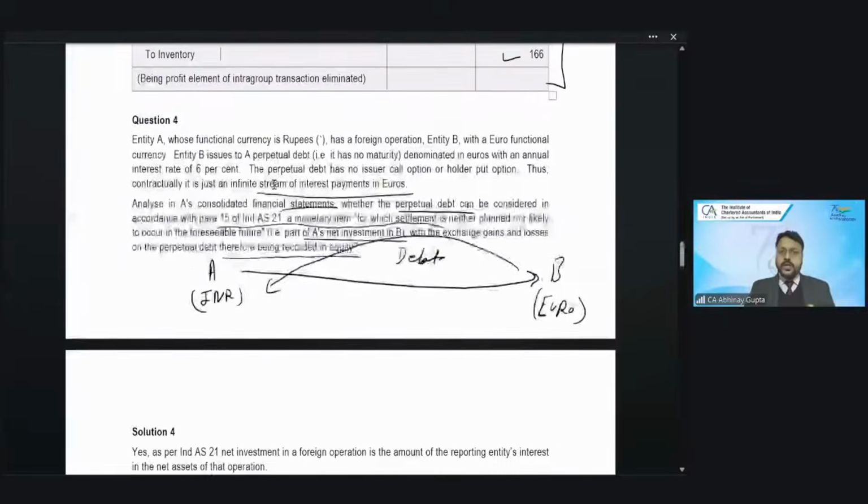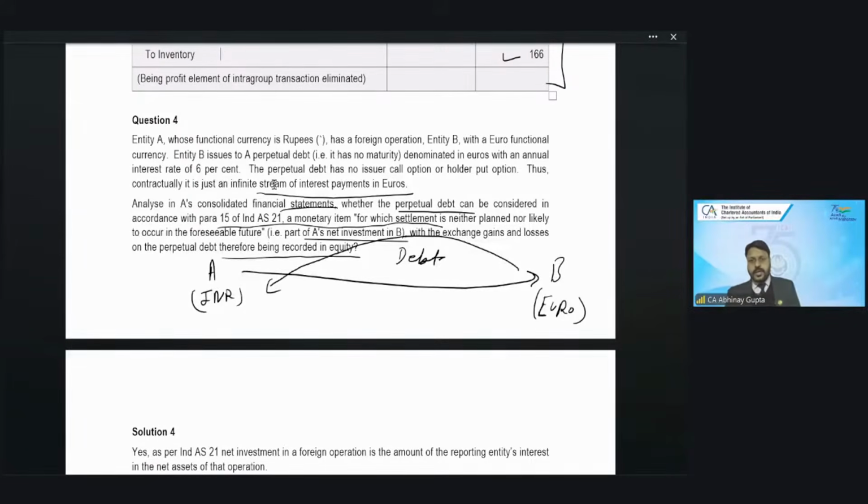Now, in the given case, what is happening? There is a perpetual debt given by B to A, correct? And on which A would be making the interest payments for the infinite period. Debt repayment is happening or not? No, debt repayment is not happening, but interest on debt is being paid on a regular basis.